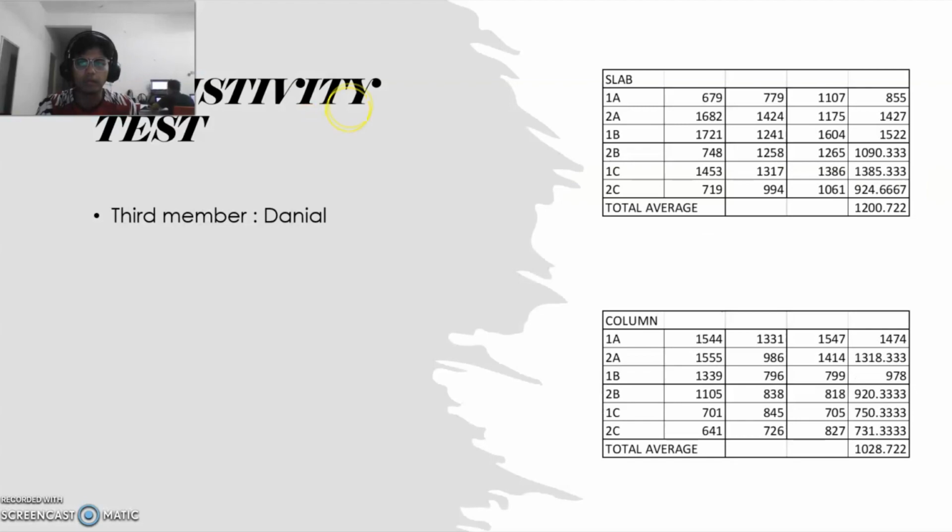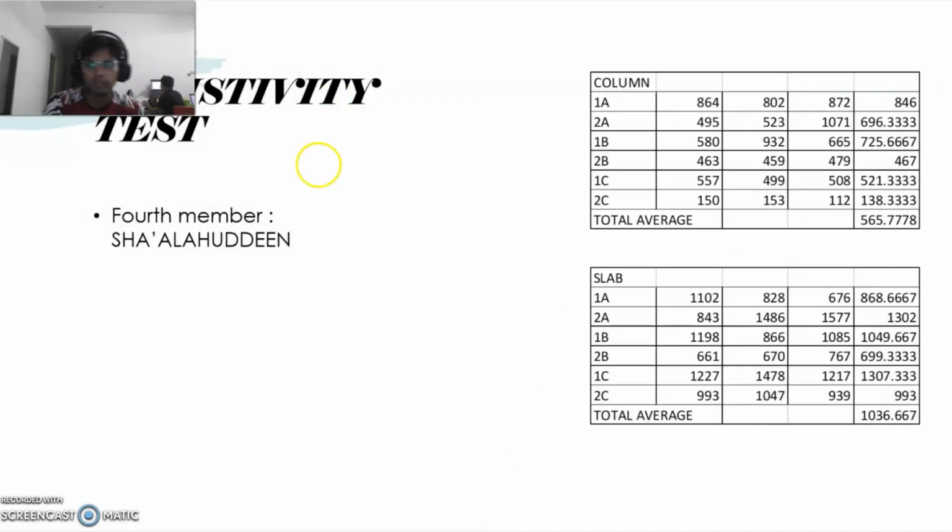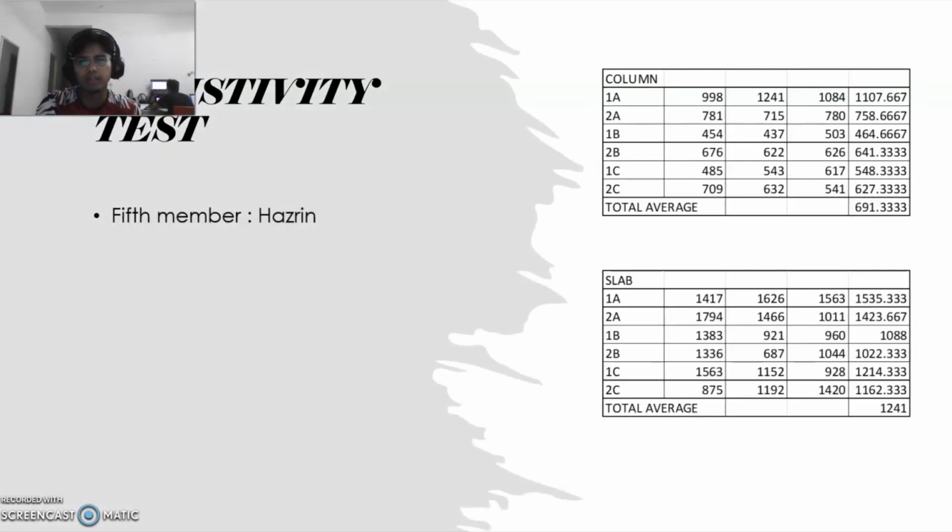For the slab is 1175.333. For the third member, Daniel, the total average for slab is 1200.722. For the column, 1028.722. The fourth member is SHA'ALAHUDDEEN, the total average for column is 565.7778, while for slab he got 1036.667.